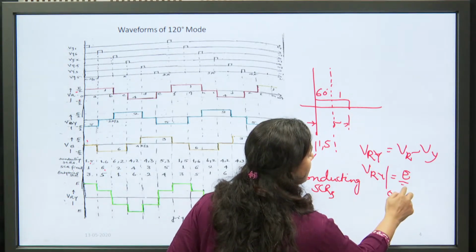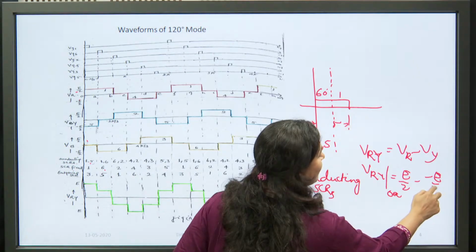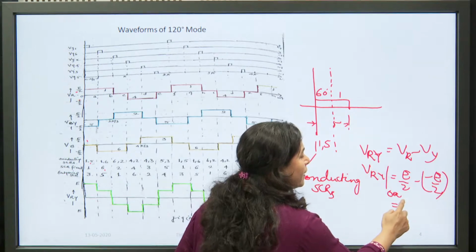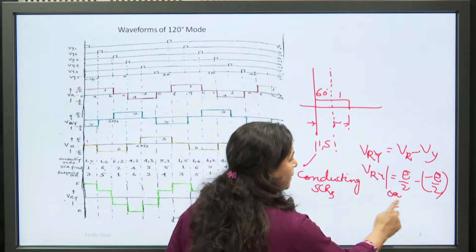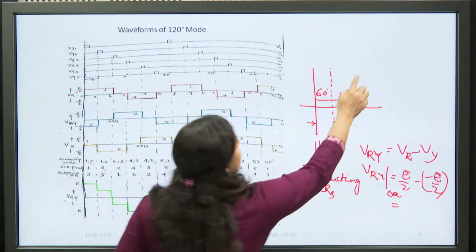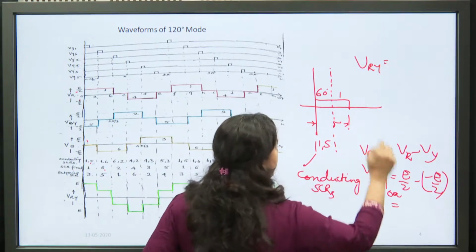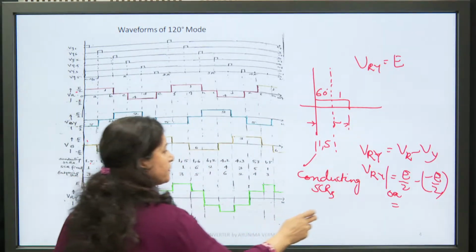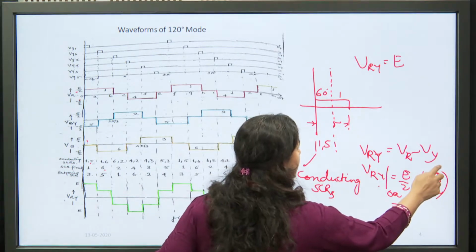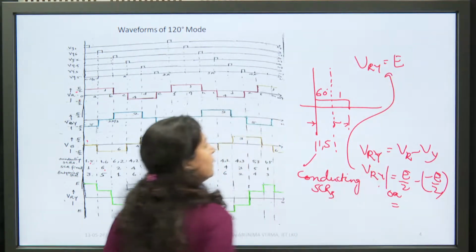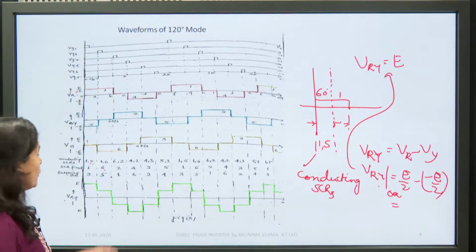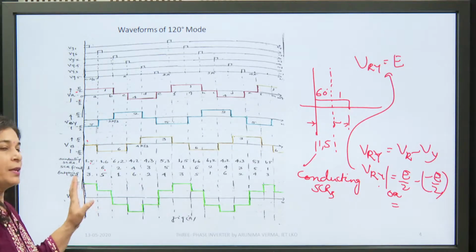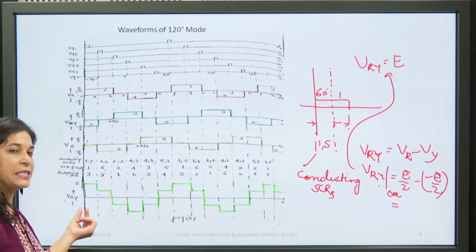E by 2 minus minus E by 2. So, this comes out to be E. So, this is how we get the load voltage or the line voltage available across the load and the magnitude during each period of 60-degree interval.